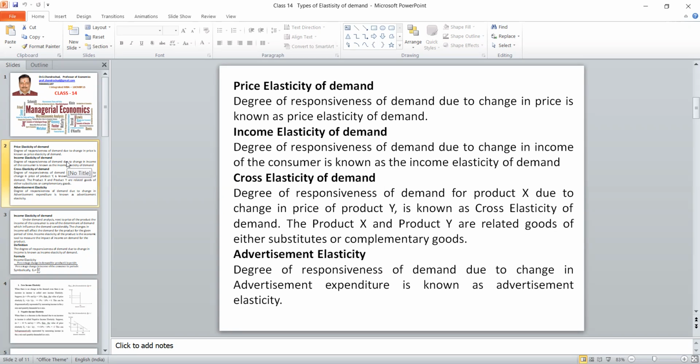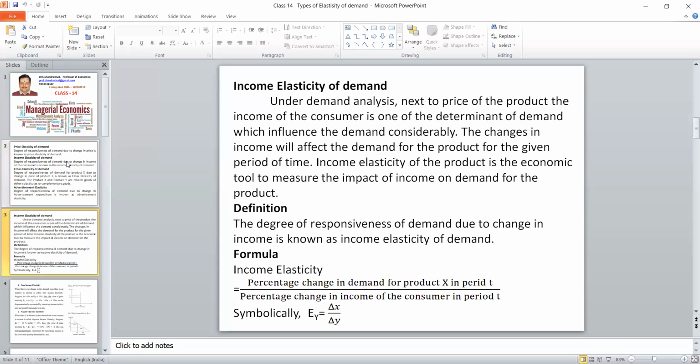What is the definition for elasticity of demand? The degree of responsiveness of demand due to change in a factor. Here, price means price elasticity. Income means income elasticity. So, which factor are we considering? Because of the change in that particular factor, the change that happens in the demand is elasticity of demand. Today, we are going to discuss the rest of the three. What is income elasticity? What is cross elasticity? What is advertisement elasticity? Let us start with the income elasticity.